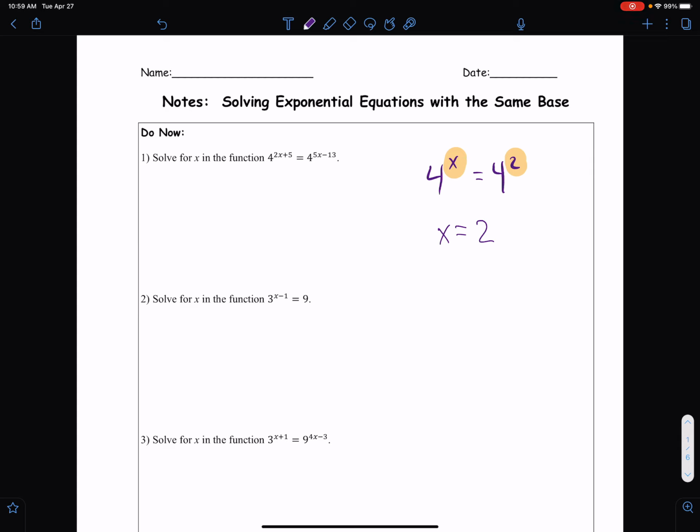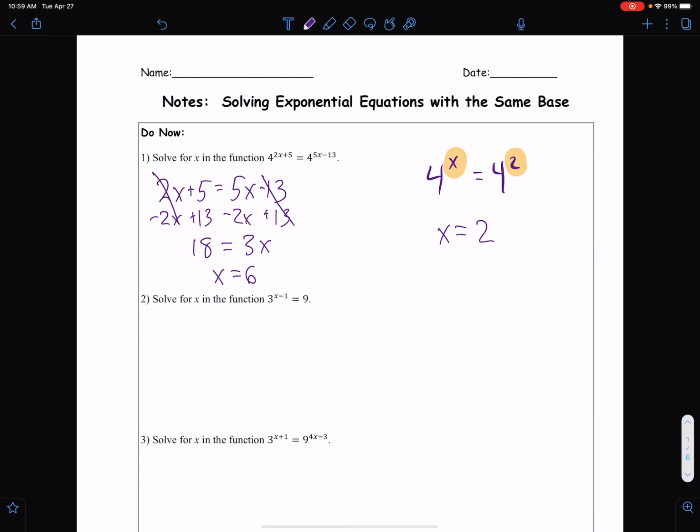So for number 1, we have the same base. We know that their exponents have to be equal to each other. So we're going to set the exponents equal to each other and then just solve it like it's a normal equation from there. We get our x's on one side and get our constants, everything else on the other side. You have 18 equals 3x and x equals 6. And you can plug that back into the original equation. Plug in 6 for x and 6 for x. And you'll see we should get 4 to the 17th equals 4 to the 17th. So that checks.